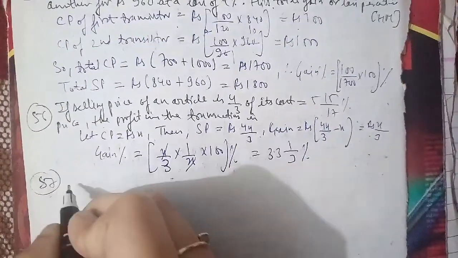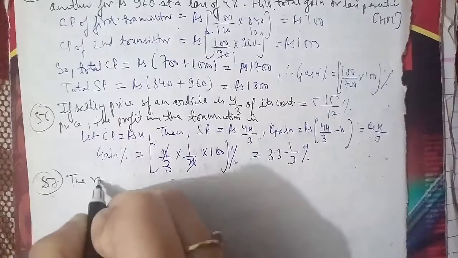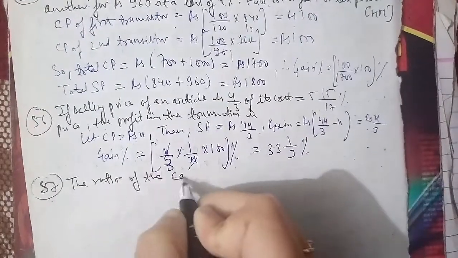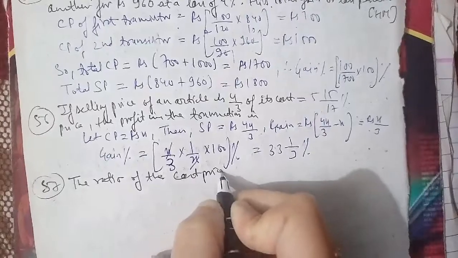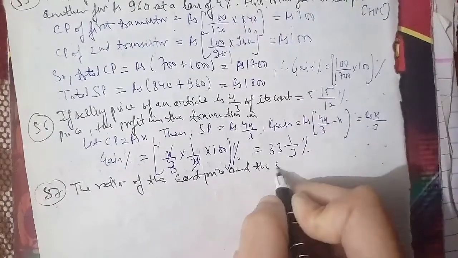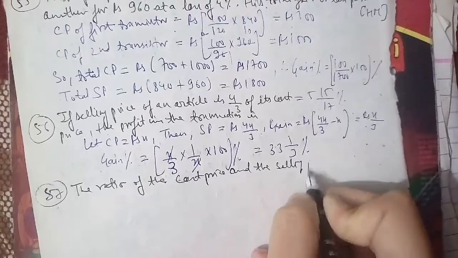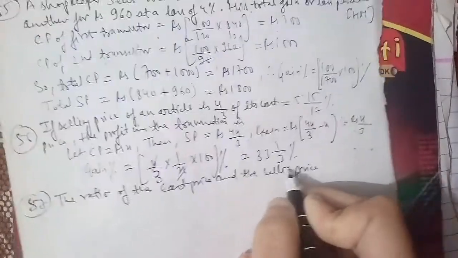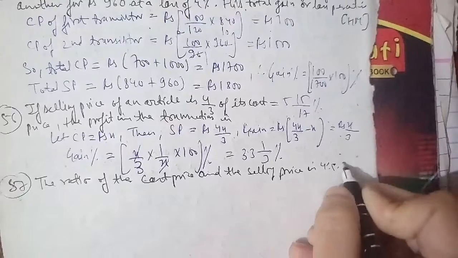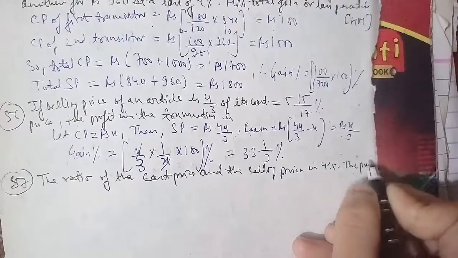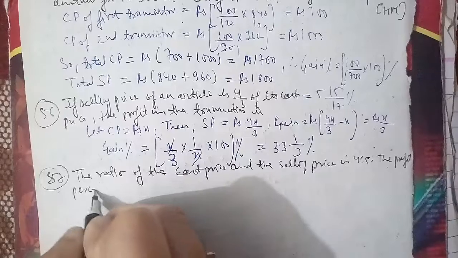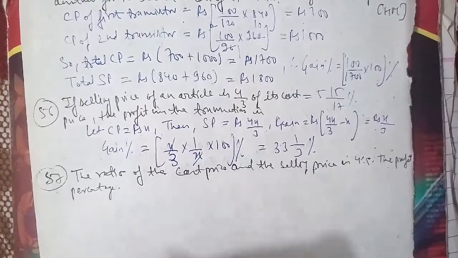The ratio of the cost price and the selling price is 4:5. The profit percentage, that we have to find out.